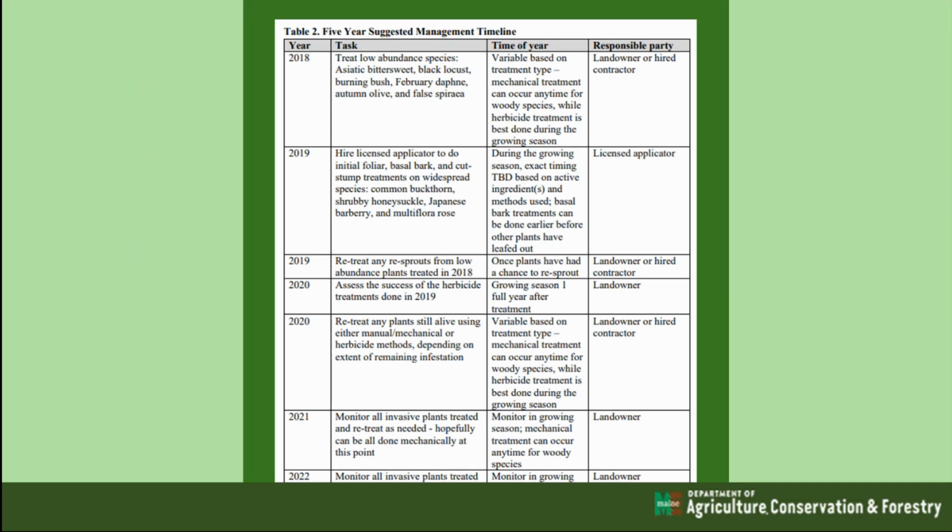Next will be your timeline. This is your timeline for management. You can see here it's done in table form. This is the preferred format. So we can see here the year, the task, the time of year, and the responsible party. For the responsible party, it could be the landowner, contractor, licensed applicator, or some other group of individuals. Time of year is especially important when using herbicide or mechanical treatment, so noting what time of year that should be done is essential.